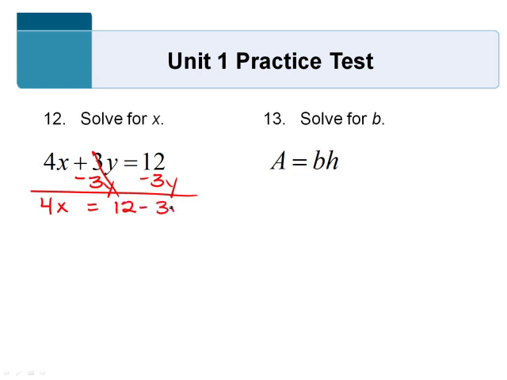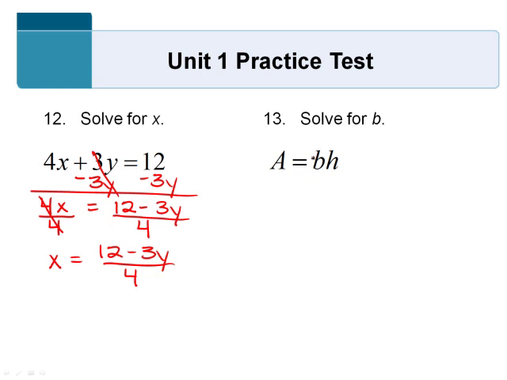So you just write them side by side. 12 minus 3y. Now, is the x by itself? No. So I have to divide by 4, since that's multiplication. Use division. And then just put this whole other side over 4. And so we get x equals 12 minus 3y all over 4. And you can leave it just like that. Don't try and do anything fancy. Just leave it as a fraction.